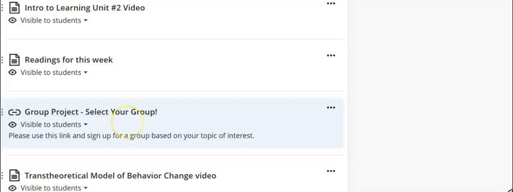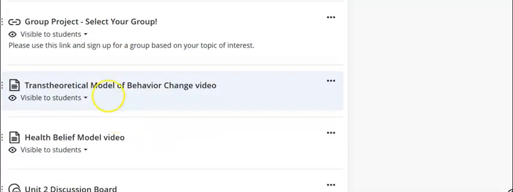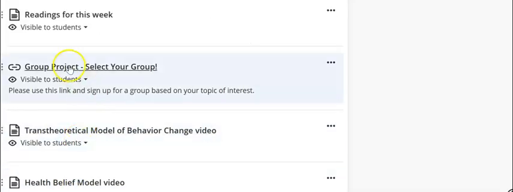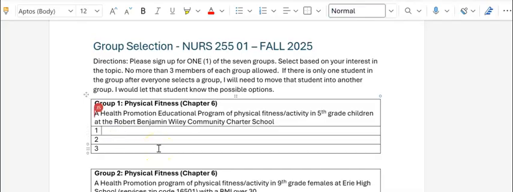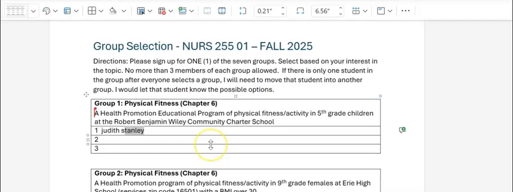So why are we really looking at these models? You can see there are 2 videos that really help you best understand those 2 behavior models. But why? Because you're going to be selecting your group. So I'm going to click on here. This is a collaborative document, which means you can add your name. I'm going to add Judith Stanley, that I'm going to sign up for this group. And then other people can see who's in what group, and just make sure that you do not take off somebody else's name.